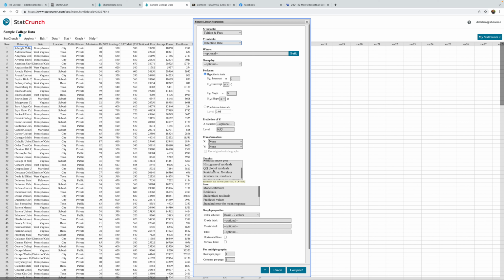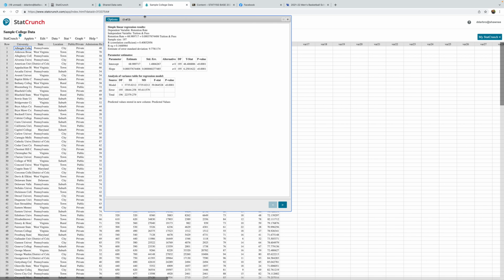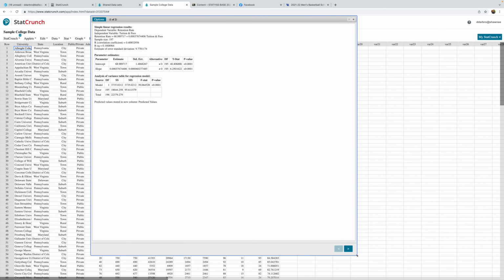Graphs, there are some graphs here that take all the guesswork out of whether or not a linear model is appropriate. But I do want to say the predicted values. All right, because remember, one of the purposes of the regression model is to make predictions. Now, when I hit compute, I get a couple of things. First of all, I get my output. I'll explain all that to you in just a second.